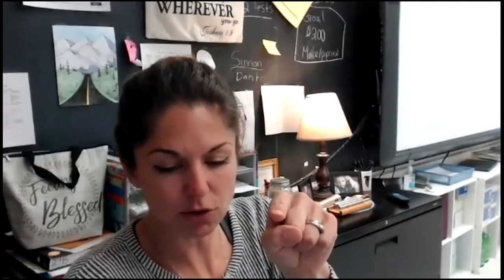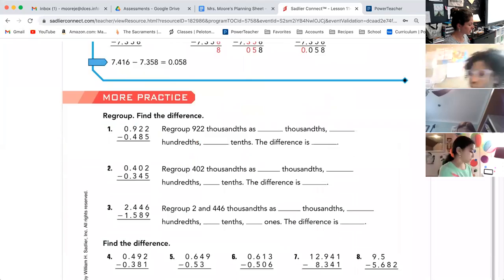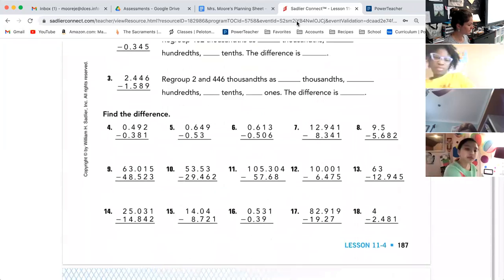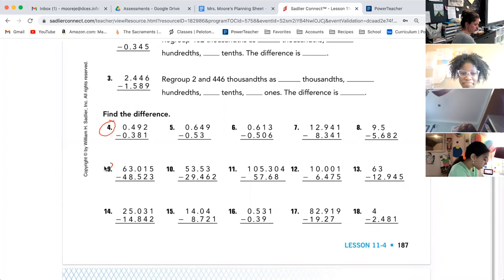No, just number 4, then number 9, and then right under it, 14. Okay. 4, 9, 14, just those first 3. I'm going to pull them up here on the screen. Can you see them? Yes. Okay. So we're going to do this one, and this one, and this one. So regrouping where needed. I'm going to zoom in a little bit.